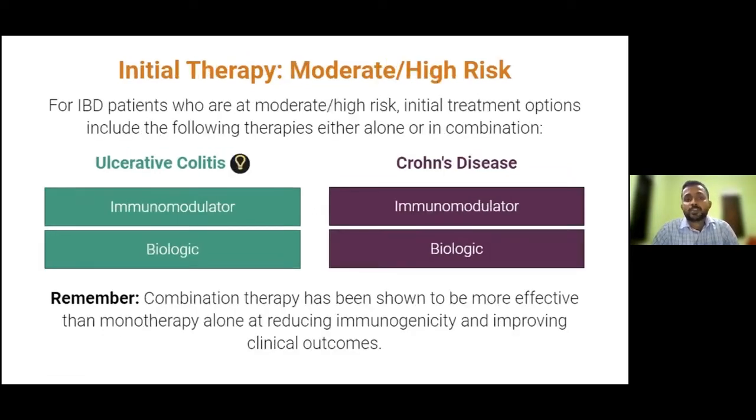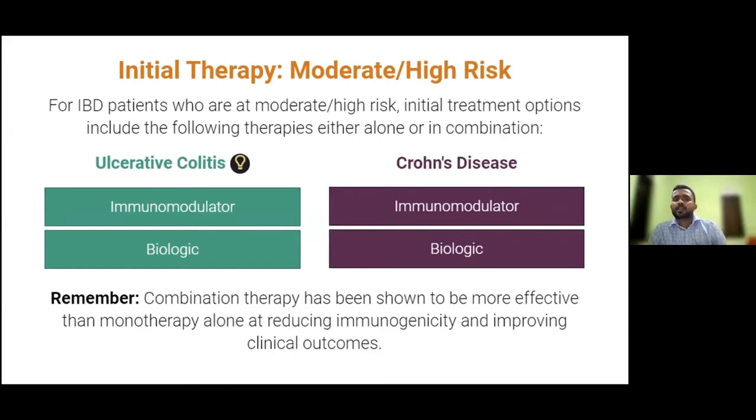So for the patients with moderate and high risk for ulcerative colitis and Crohn's disease, for both conditions, we can use either immunomodulator therapy or biologic or combination therapy. That is biologic plus immunomodulator. But in the initial stage, we might have to bridge with corticosteroid therapy because it might take some time for these drugs to act. So until then, we might have to bridge the treatment with corticosteroids.